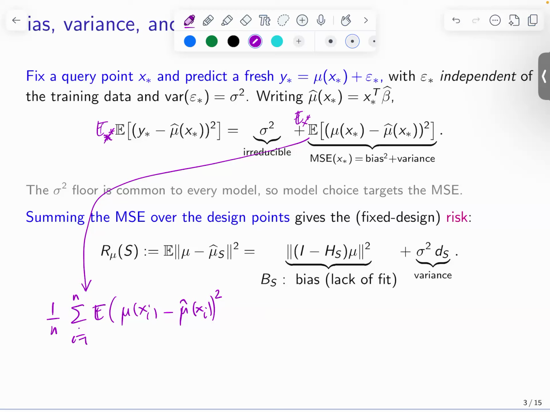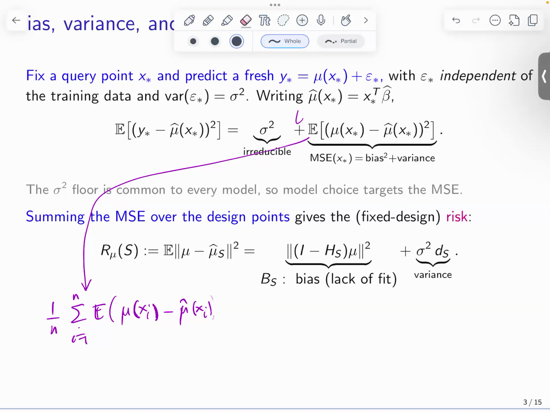Yes? What part of the slides are we talking about? This? Oh, this is parentheses. Yeah, this is, no, let me write it properly. This is mu of x_i minus mu hat of x_i. Yeah, I should write it a little bit clearer. Okay, that's kind of the idea.